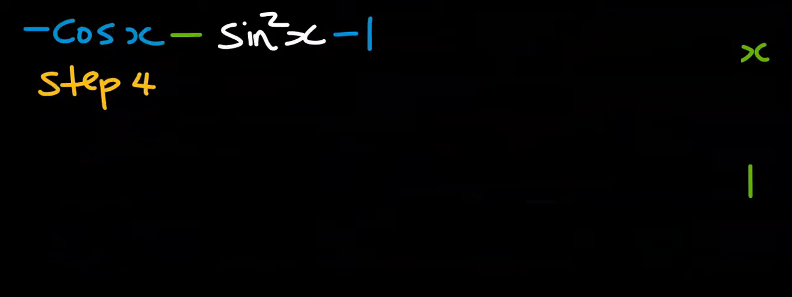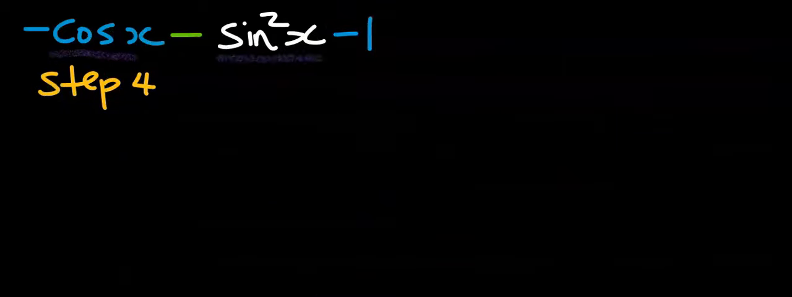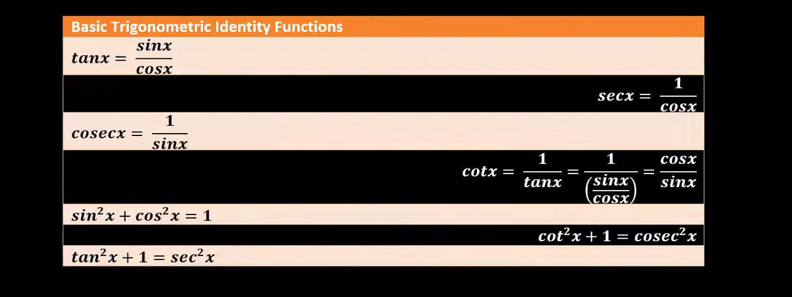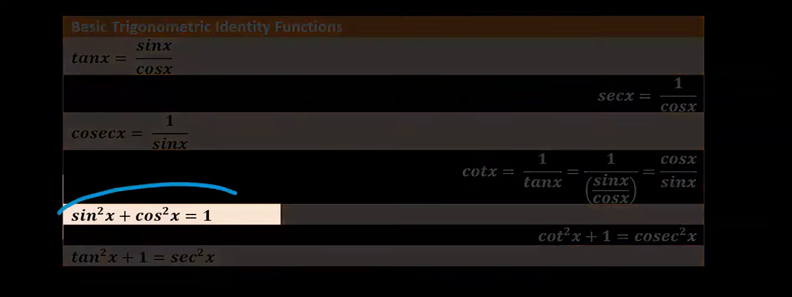Next, in step number 4, I want to make this identical, either to make it cos here and cos here, or this to be sine and this to be sine. To achieve this, from basic trigonometric identity functions, sine squared x plus cos squared x is equal to 1.